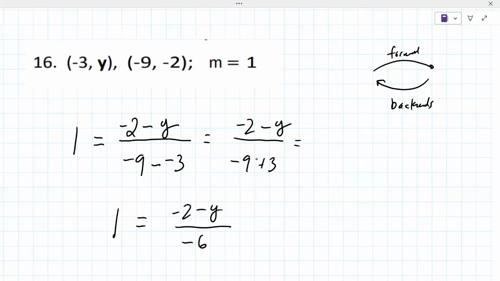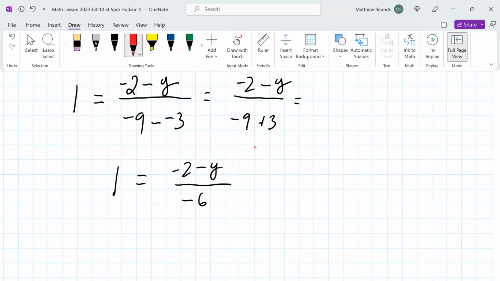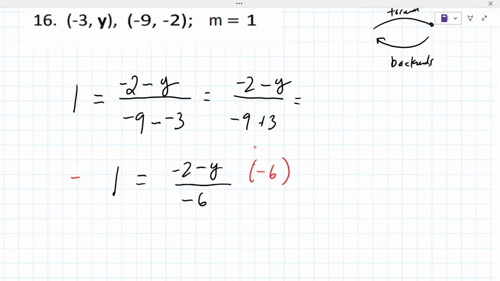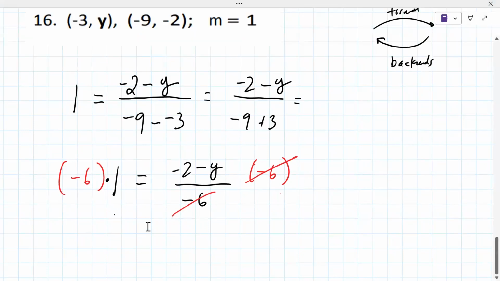And I don't know if we've solved anything like this, but do you remember how to clear a fraction like this to eliminate it? I don't remember. Okay, and that's fair because I don't know if we've covered it or not. You multiply both sides by the bottom. So what that does is it eliminates the bottom. Now on the left, you're multiplying here. -6 times 1 is -6, equals -2 minus y.